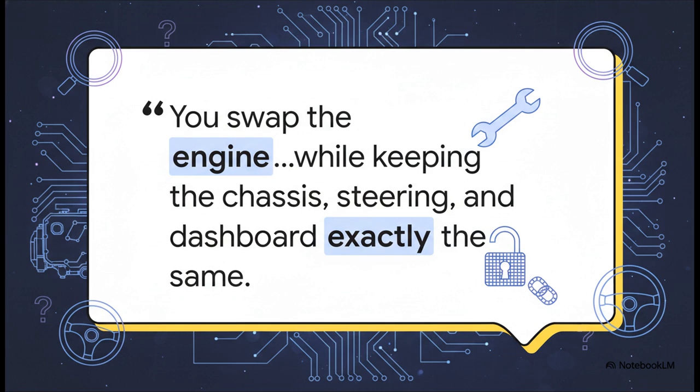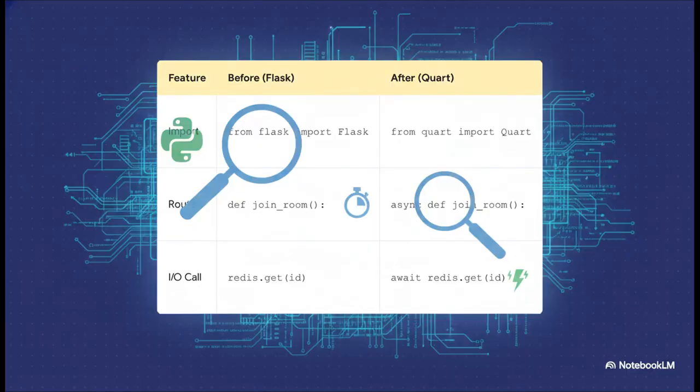It's an async framework, but it has a Flask-compatible API. And just look at how similar the code is. It's pretty amazing. On the left, you've got your standard Flask app. On the right, the Quart version. What's changed? Well, you change the import from Flask to Quart, you add the async keyword in front of your route function, and then for any I/O call, like talking to Redis, you just put an await in front of it. That's pretty much it. The structure, the logic, the way you think about your routes, it all feels incredibly familiar.